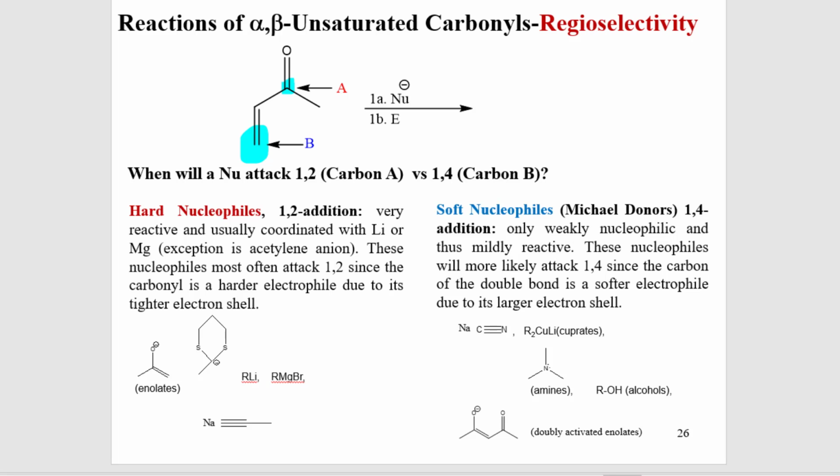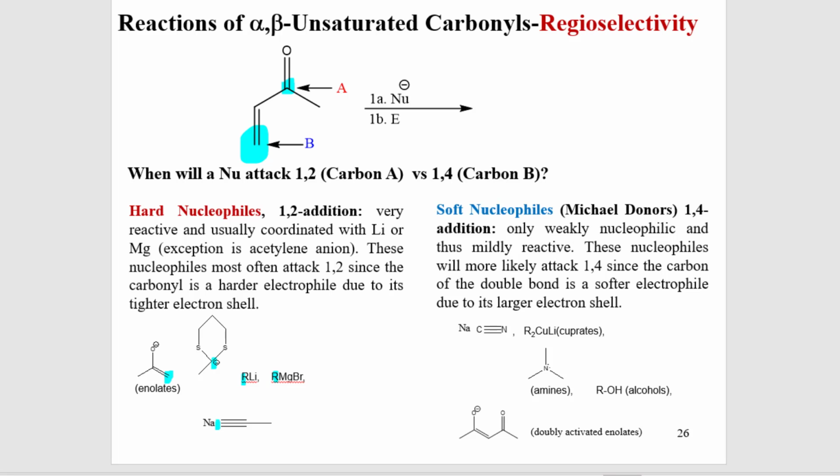So the hard nucleophiles that will attack A are enolates, a deprotonated thioacetal, Grignards and alkyllithiums, we saw those. We've been attacking 1,2 with those already. And also the alkyne, a deprotonated alkyne. These are all small, hard carbon nucleophiles. Notice that they're all carbon, right? Carbon attacks, carbon attacks, carbon attacks.